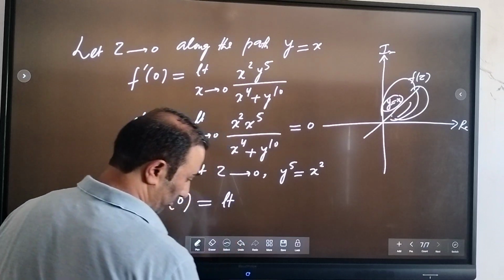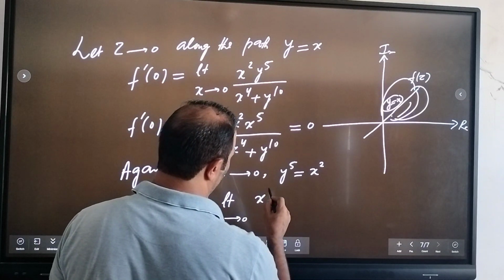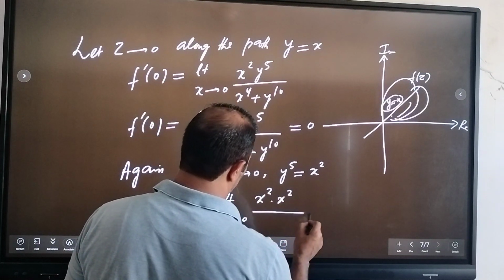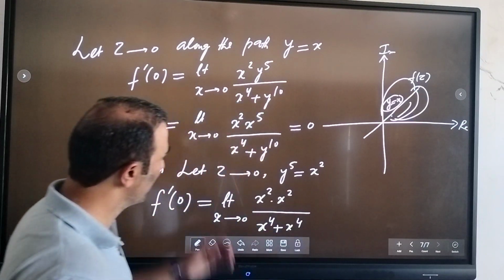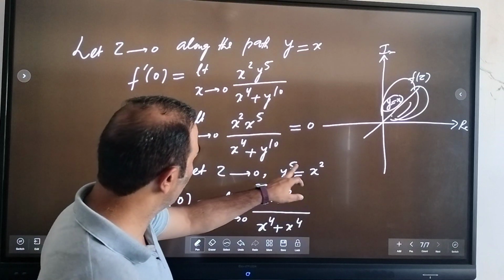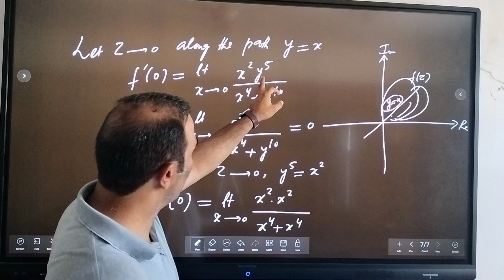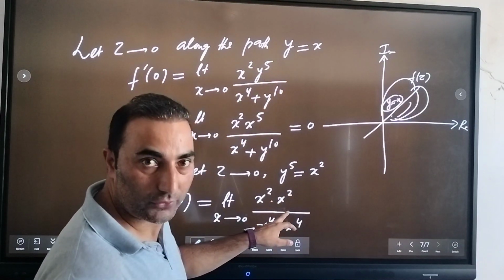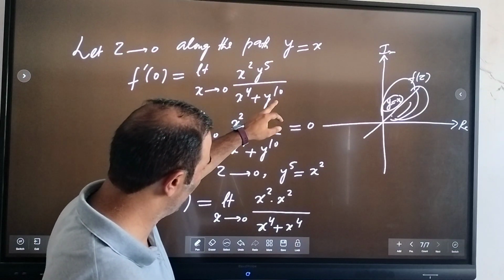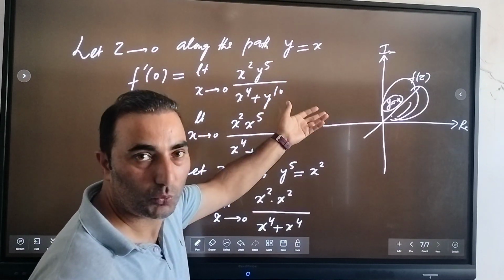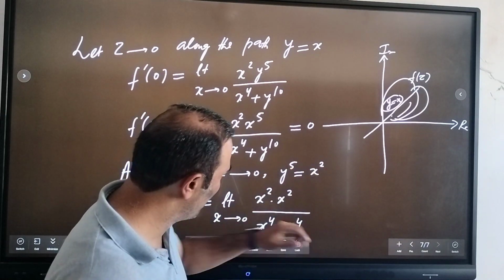limit x tends to 0, and this will be equal to x raised to power 4, x square into x square divided by x raised to power 4 plus x raised to power 4. Why? Because y raised to power 5 is equal to x square. So this will be x square, and instead of y raised to power 5, I have to write x square, right? And in the denominator, x raised to power 4 plus this should be x raised to power 5 raised to power 2. So that is x square raised to power 2, so that's x raised to power 2, right?